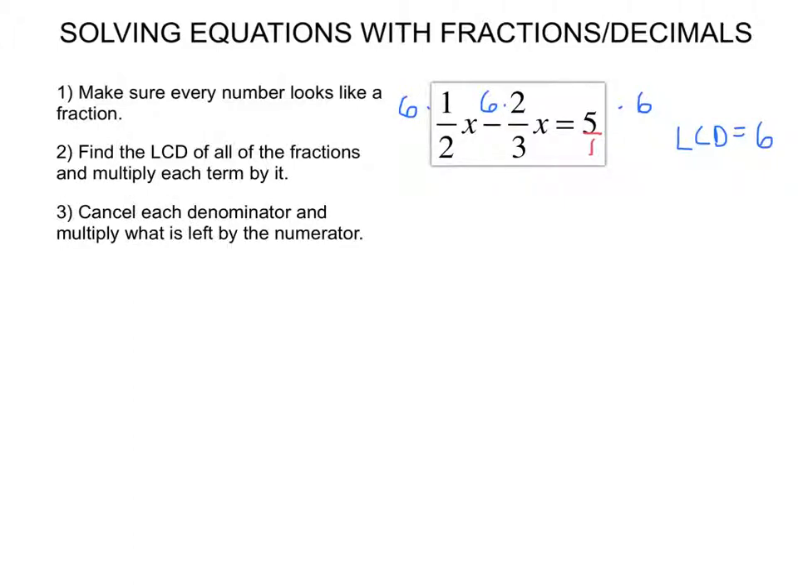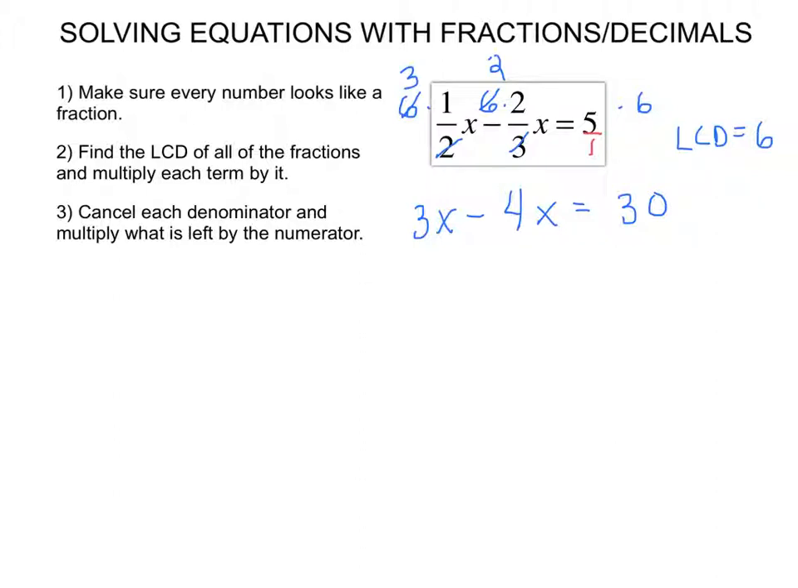Next, we're going to cancel each denominator and multiply what is left by the numerator. In this case, the 2 is going to cancel with the 6, leaving me a 3, and I get 3 times 1, which is 3x. The 3 is going to cancel with the 6, leaving me a 2, and I get minus 2 times 2, which is minus 4x. On the right-hand side, there's nothing to cancel, so we just get is equal to 30.